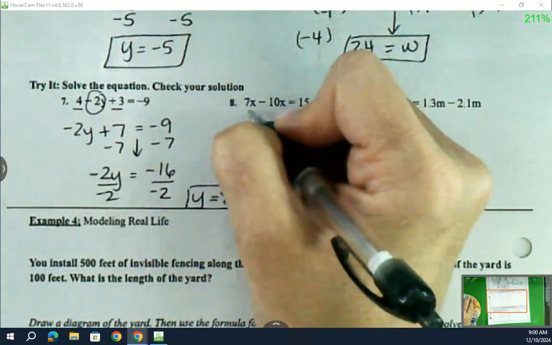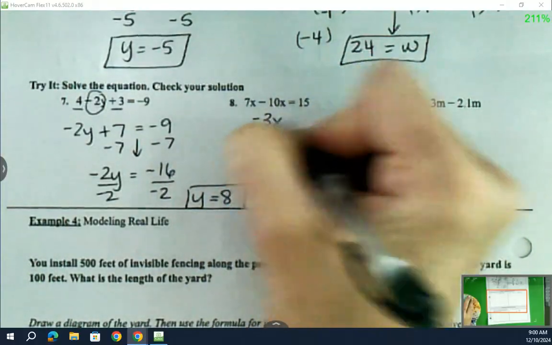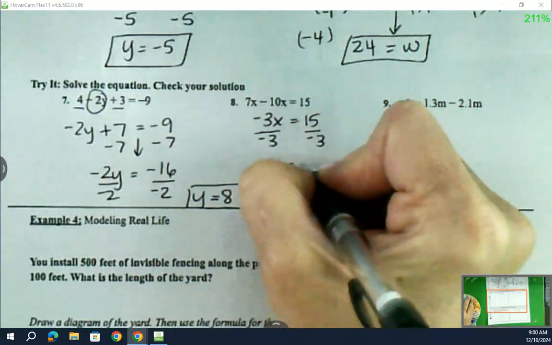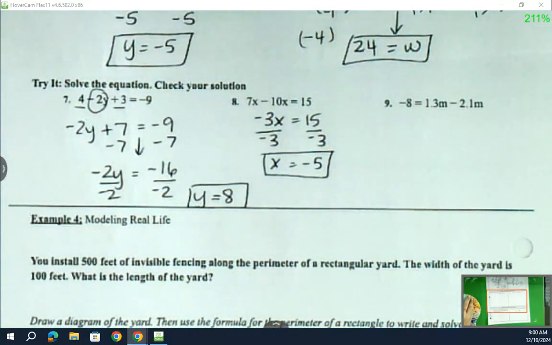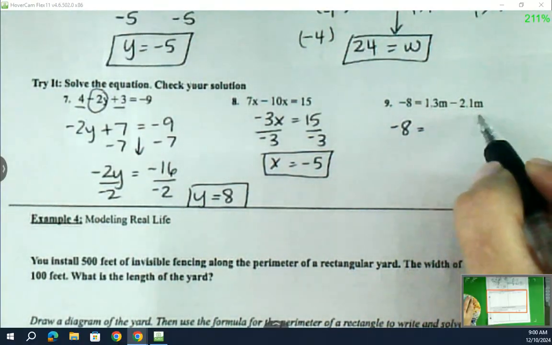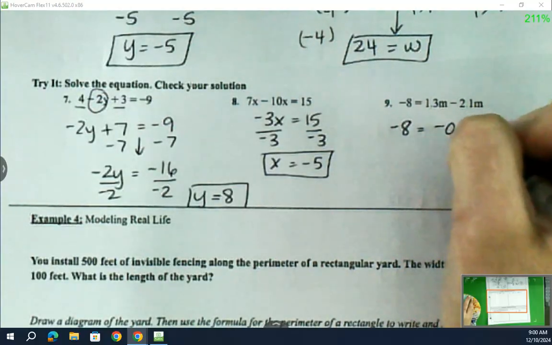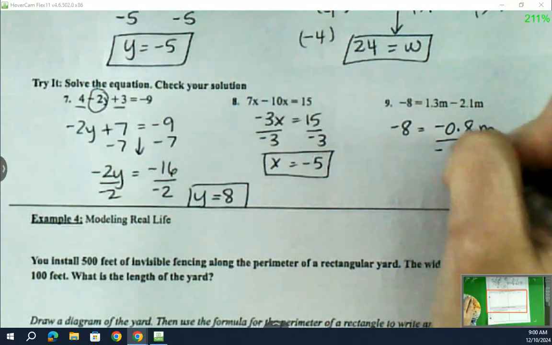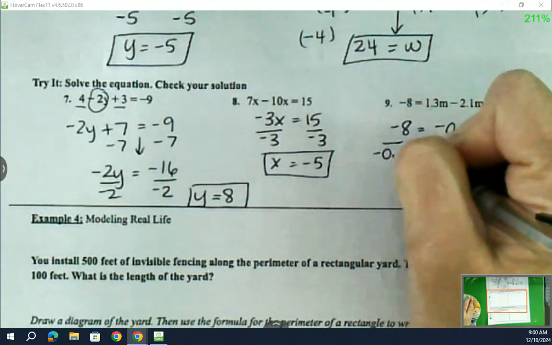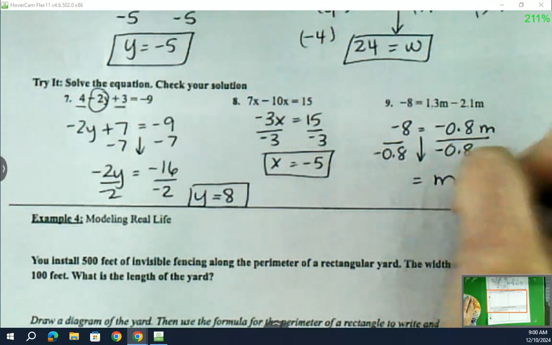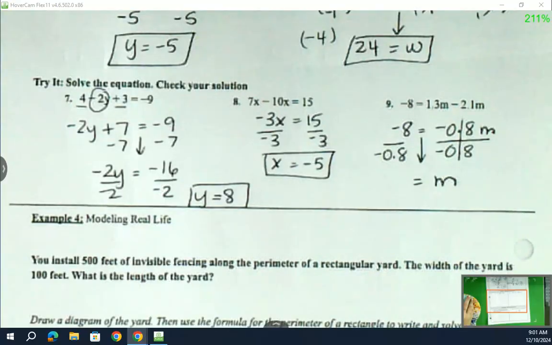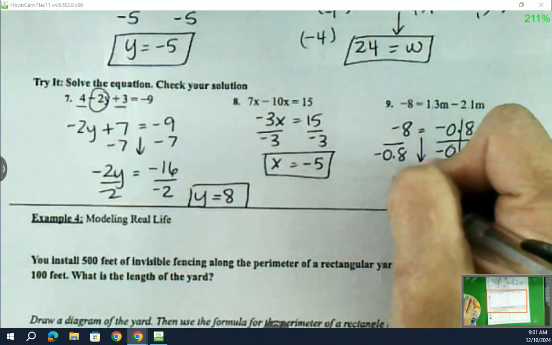Okay, 7x minus 10x is -3x equals 15. Divide both sides by the -3, and we get x equals -5. And for number 9, we have -8 equals 1.3 minus 2.1 is going to give us a -0.8 m. So we're going to divide both sides by the -0.8. And of course, you can use your calculators here. Any number divided by itself is 1. 1 times m is m. -8 divided by -0.8 is positive 10.